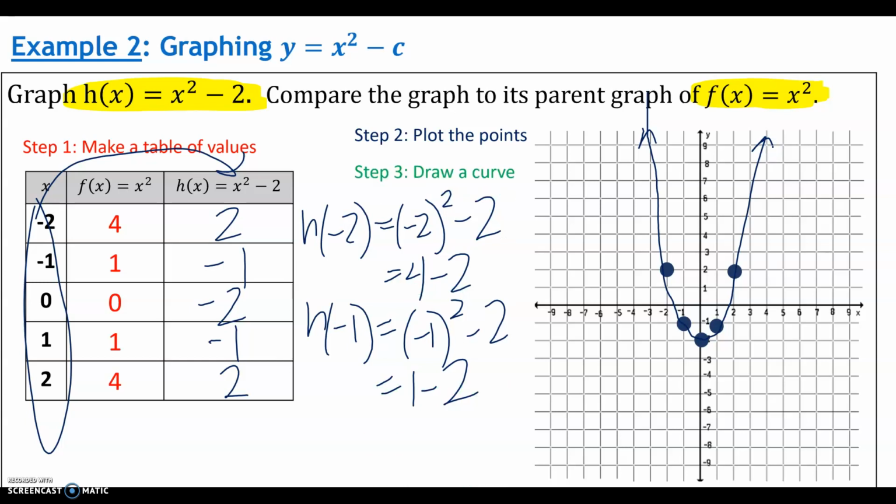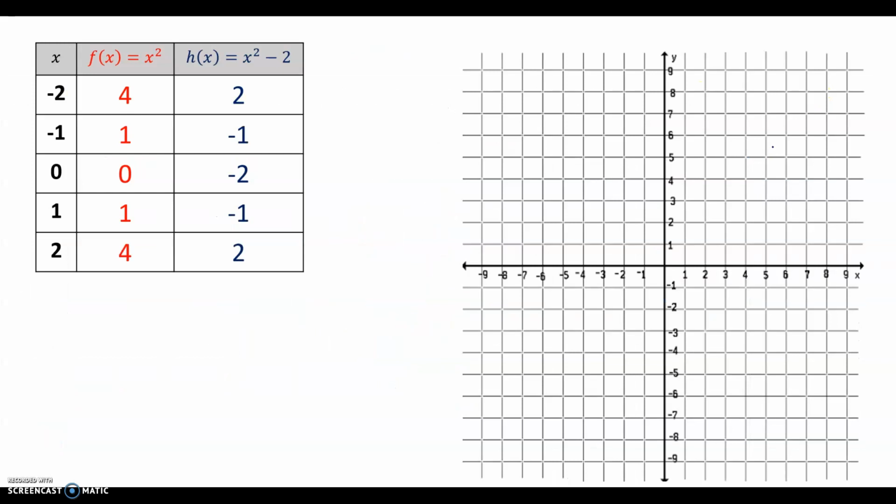And I already drew my curve. So notice, it went down. So the vertex is not 0, 0 anymore. So there's my table of values. Plot your parent function first. And if I do the blue one that you just did, there's the blue one. So look, it went down.